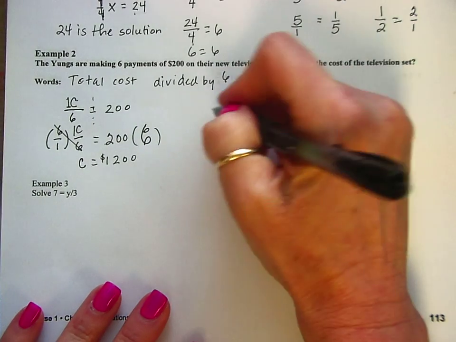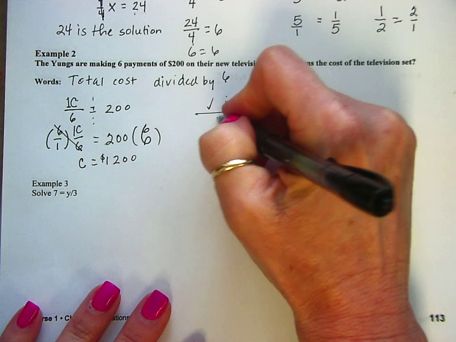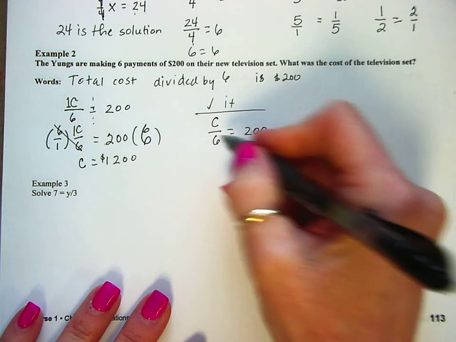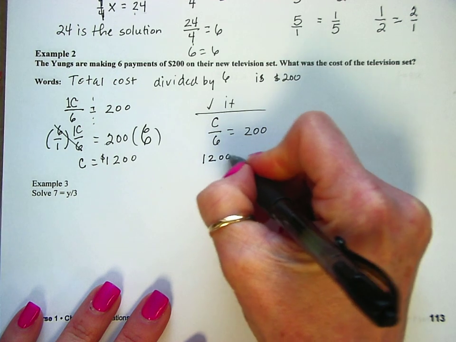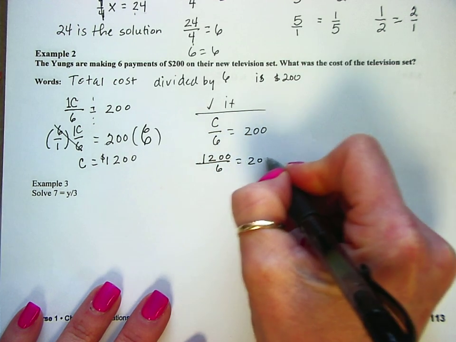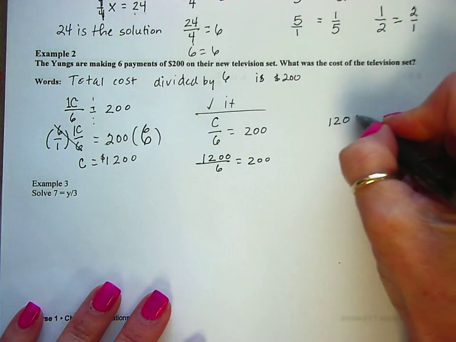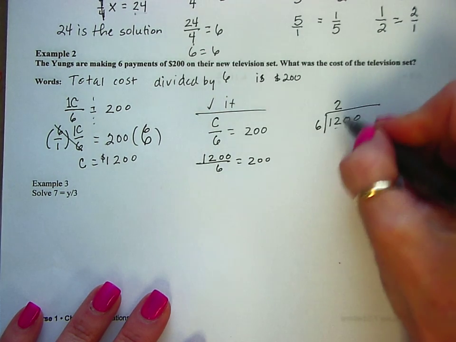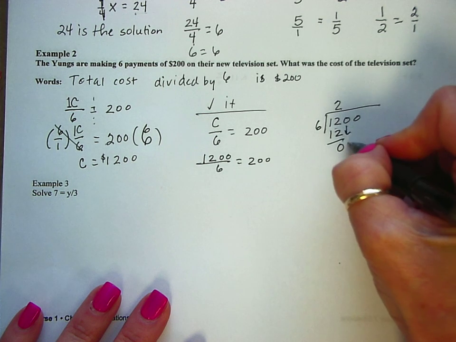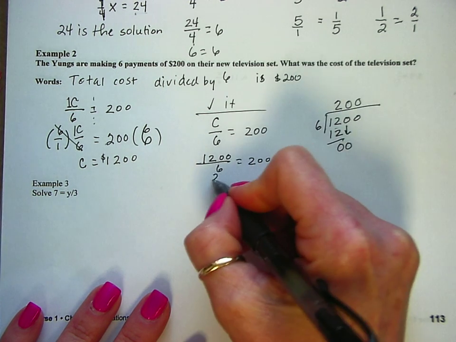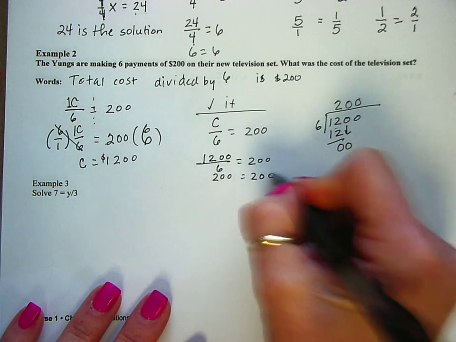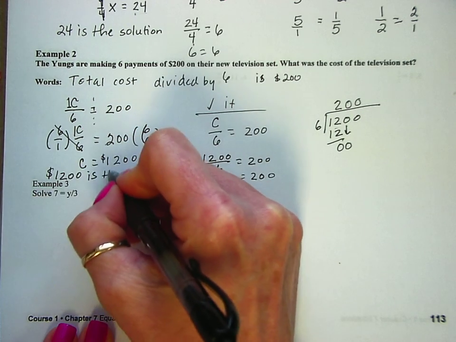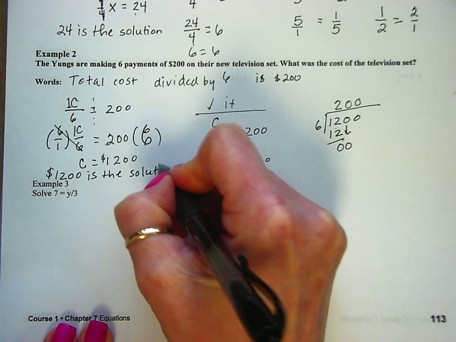Let's check it. Original equation, C divided by 6 equals 200. 1,200 divided by 6 equals 200. Well, I mean, maybe some of these problems you're going to actually have to see if it's true. So, yep. So $1,200 is the solution.